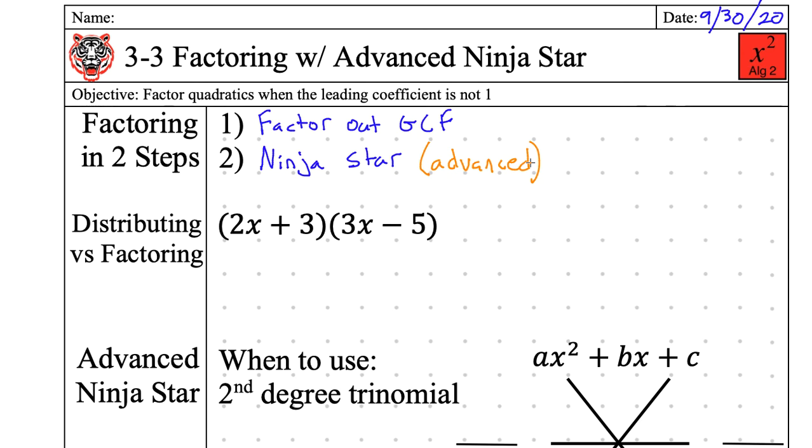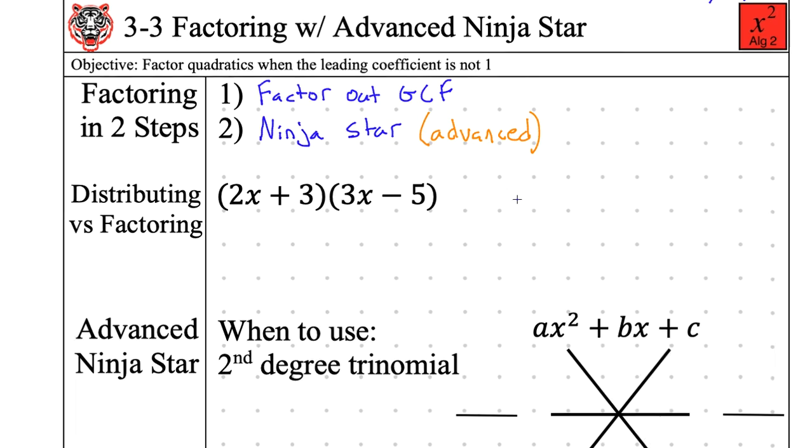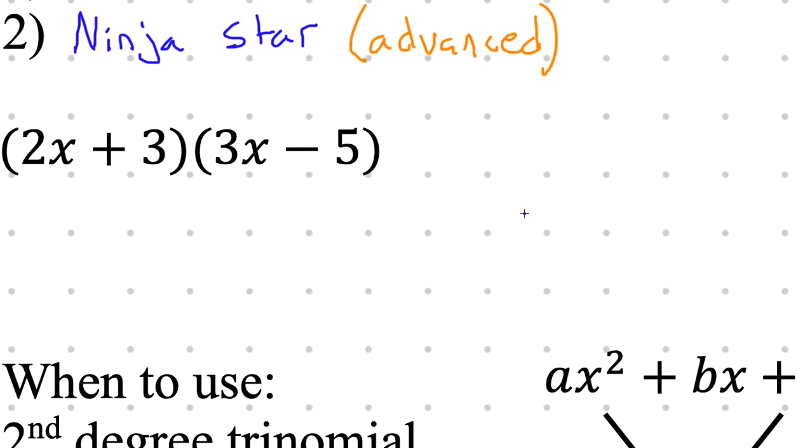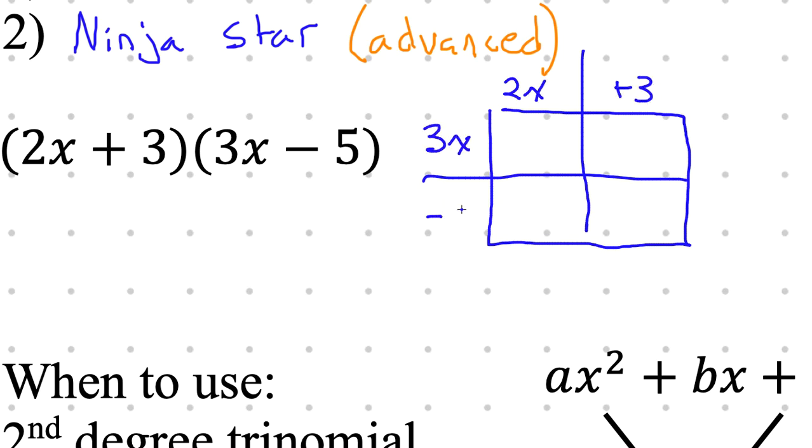All right, so again, distributing versus factoring. Let's go ahead and multiply this out. So if I have my general rectangle, I'll do a line and then a line. I'm going to put the 2x plus 3 on the top. I could have put it on the left, I just randomly decided that. 3x minus 5, I'll put that on the left.